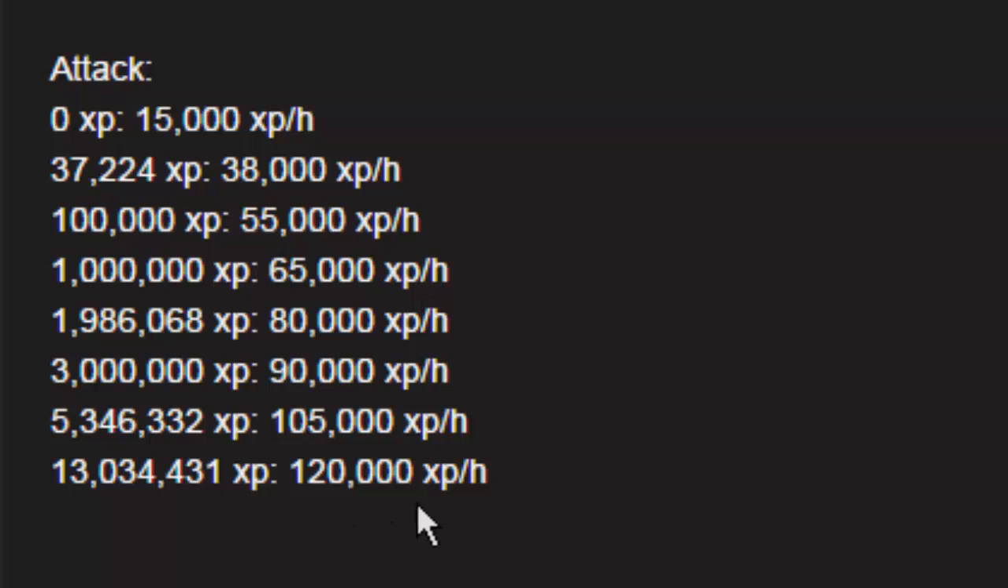So EHP is just based on your XP, and you can see that at different levels you have different EHP rates. So if you have one attack with 0 XP, your EHP rate is 15,000 XP per hour. Probably not too accurate at that level, but those levels go so quickly that it's not really that big of a deal. But say you're at 1986, that's level 80 attack. The EHP rate is 80,000 experience per hour. So at level 80 attack, if you gain 80,000 experience, then you gain 1 EHP.